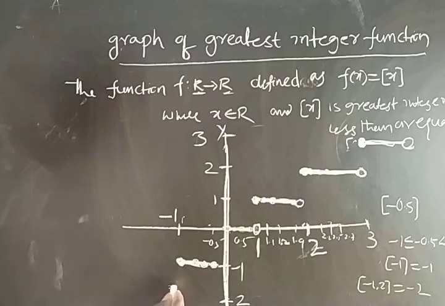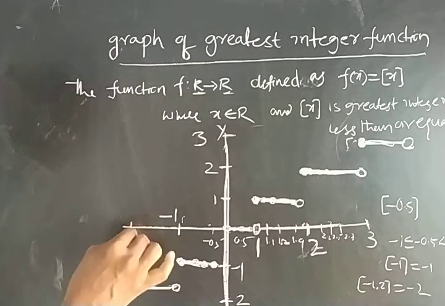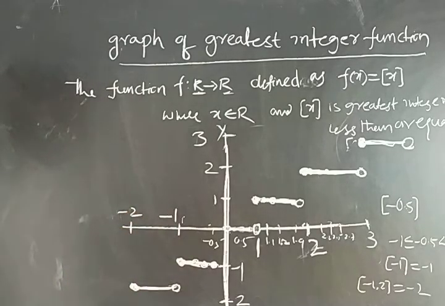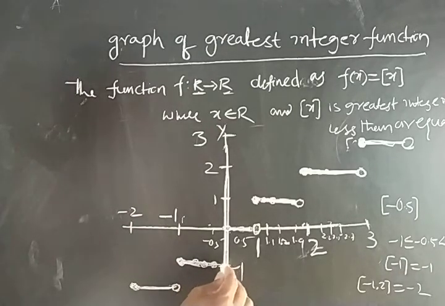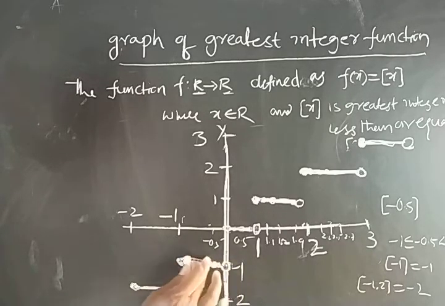Right? From here to here, you don't have any image. From here to here, you will have the images. At minus 2, again 2. Okay, so this is the graph. Here you don't have any circle, open circle. Open circle, and this is a line. Okay, here shaded circle.